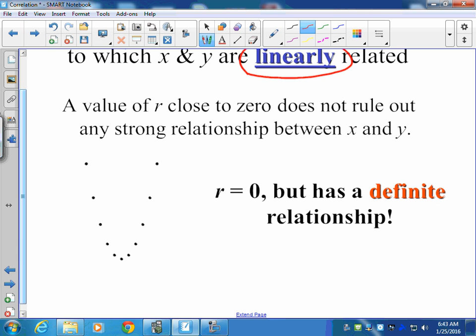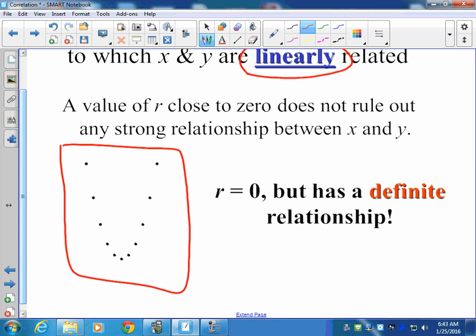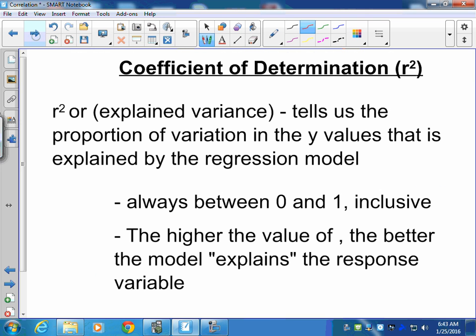Because if I look at this graph, most of you can probably name what this is. This is a very common relationship between two values, a quadratic graph. This quadratic graph has an R value of 0, but there is a definite relationship. But remember what the R represents. It represents a value connected to the linear relationship between those two values. So that's something that we're going to talk about as we get later into the unit as well.